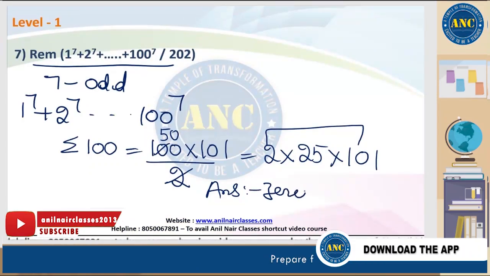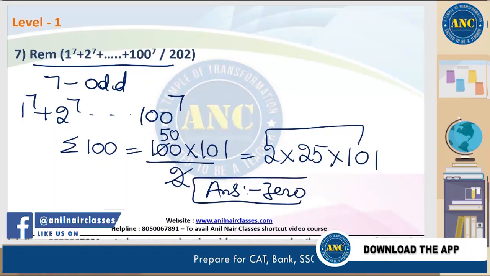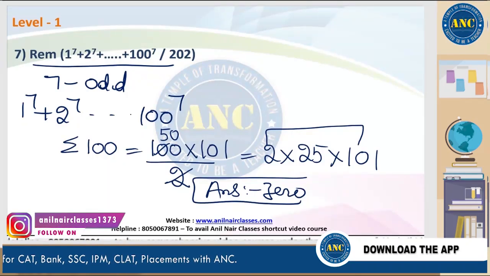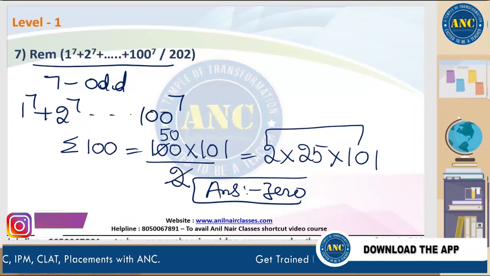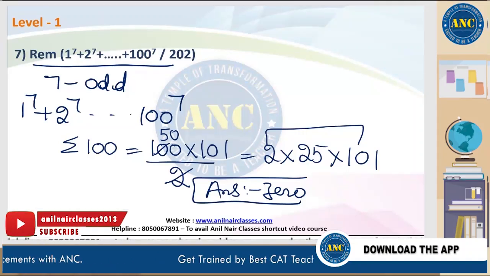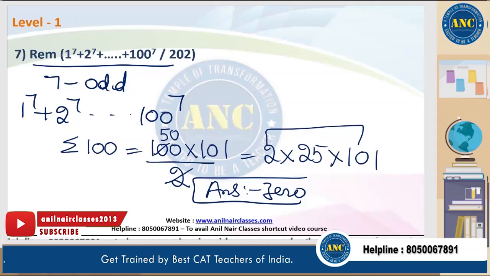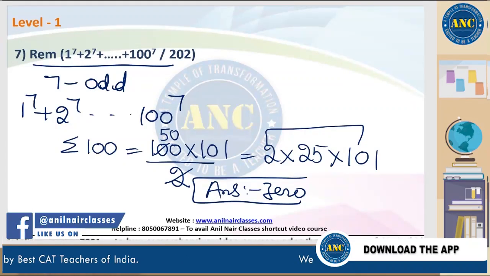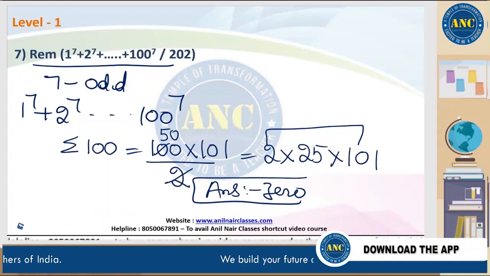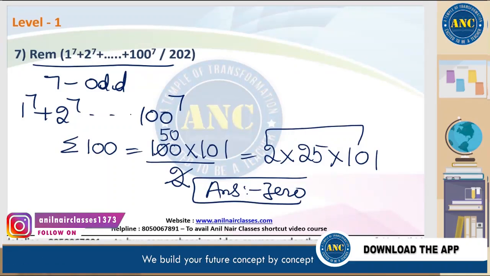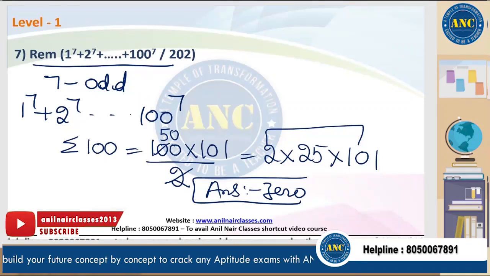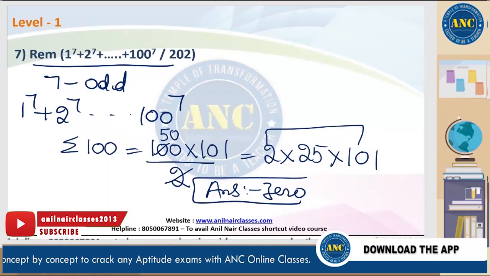I hope the idea is clear. Either you can use the a power n plus b power n concept, or you can use this: if k is odd and the bases are in arithmetic progression, then a1 power k, a2 power k and so on up to an power k is divisible by the sum of its bases. I hope the idea is clear. The first 7 questions should be absolutely clear to you without any doubt. I hope level 1 questions are very, very clear.